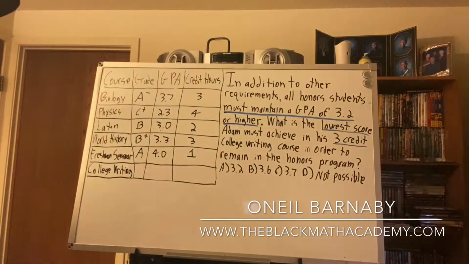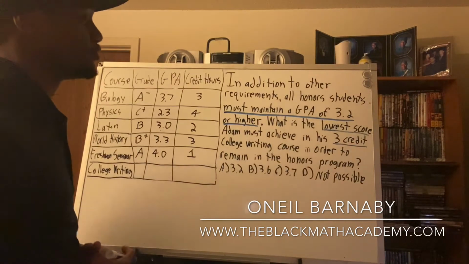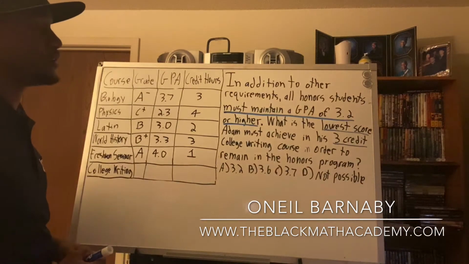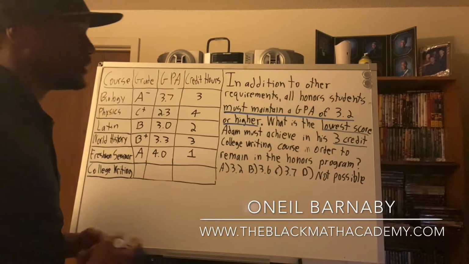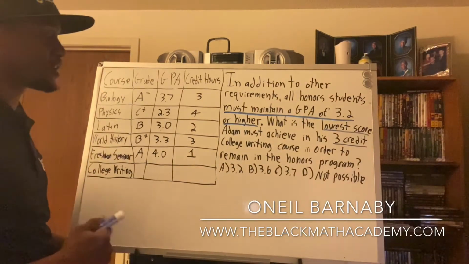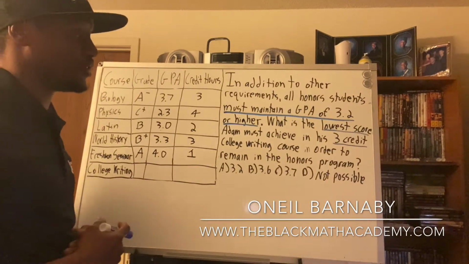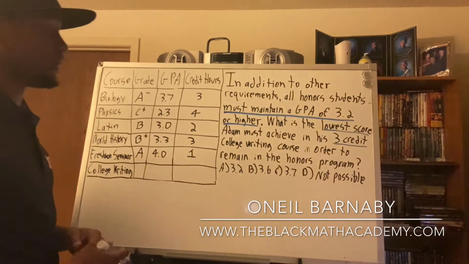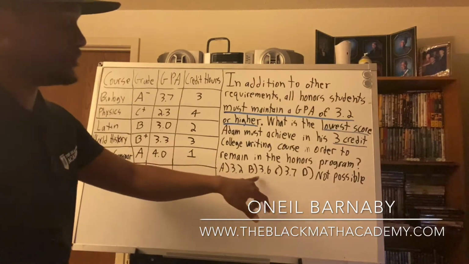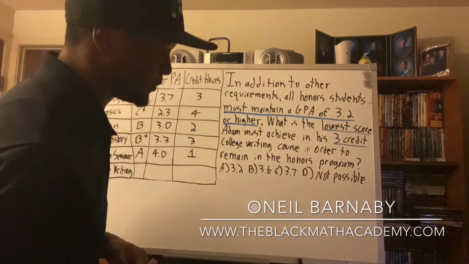So, the question reads, in addition to other requirements, all honors students must maintain a GPA of 3.2 or higher. What is the lowest score Adam must achieve in his 3-credit college writing course in order to remain in the honors program? And we have choices: A, 3.2, B, 3.6, C, 3.7, or D, it's not possible.